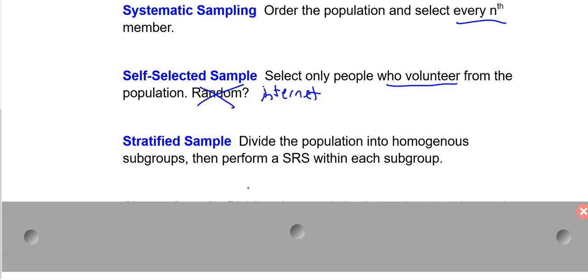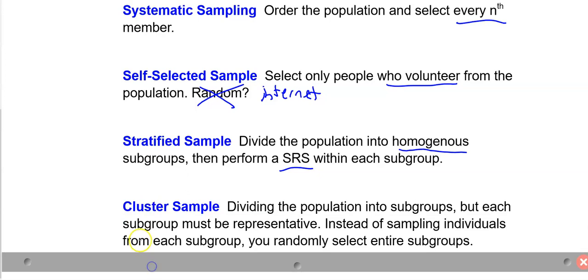Stratified samples, pretty good way. It's a random way. That's the idea of breaking into groups first, some homogeneous group. That means break it by some similarity. Maybe you break it down by ages, 9 and 10-year-olds, 11 and 12-year-olds, and so forth. Break it into groups, and then within each subgroup, do an SRS, a simple random sample. So you have all the names of the subgroup there, all the 9 and 10-year-olds. You randomly select 10 of them and ask them, and do that within each age group.